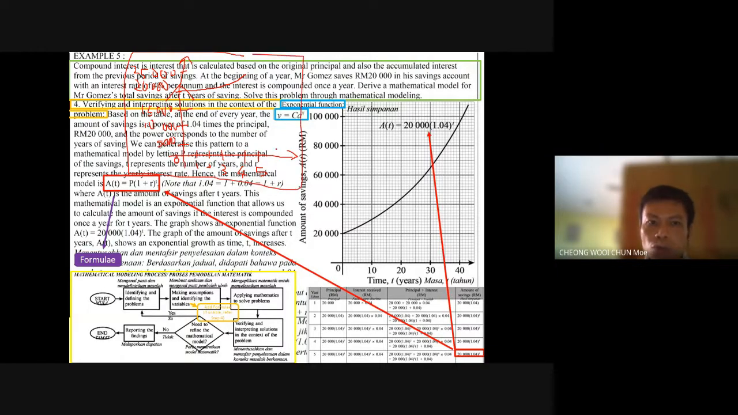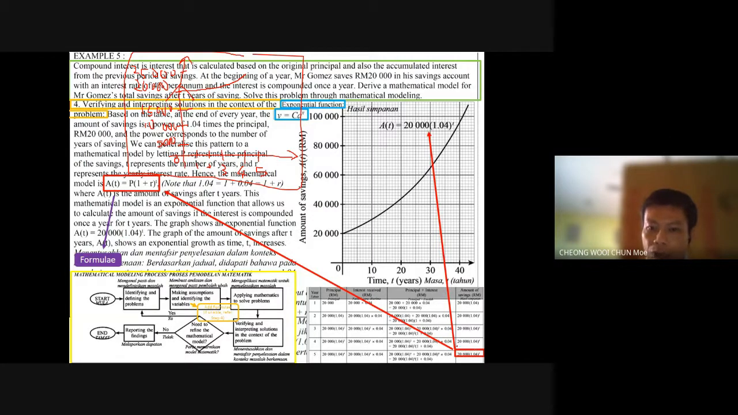1 year, 2 years, 3 years, 4 years, 5 years. The first, second, third, fourth, fifth, no problem, because we want to show what kind of graph it is, so that we know what kind of function it is. So from the graph, we know it's an exponential function. So y equals ca^x, this is the formula for the exponential function.